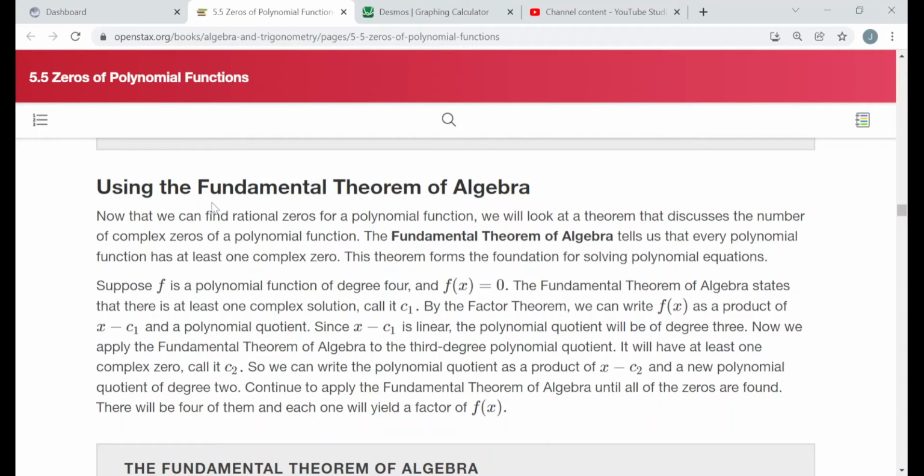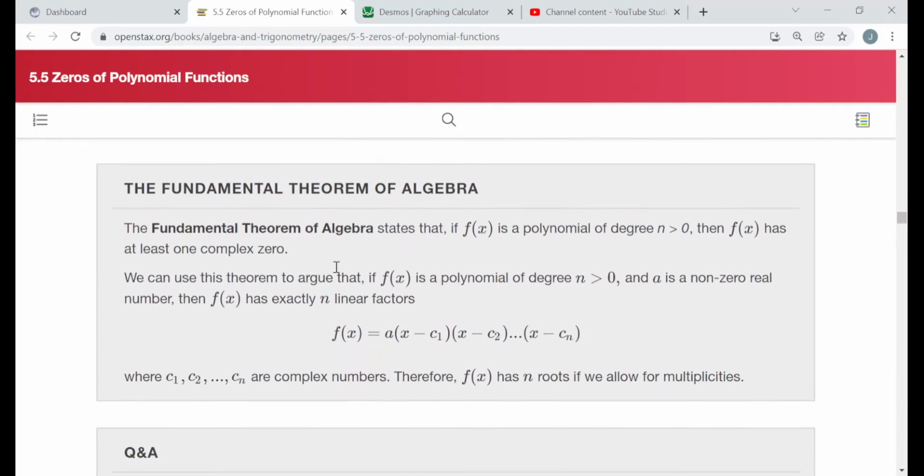Okay, so first I want to go over, what is this fundamental theorem of algebra they speak of? Well, they say it here in words. The fundamental theorem of algebra tells us that every polynomial function has at least one complex zero. Remember, every number we have is complex: all the reals, all the imaginaries, any combination of them. Everything's complex. So every polynomial function has at least one complex zero.